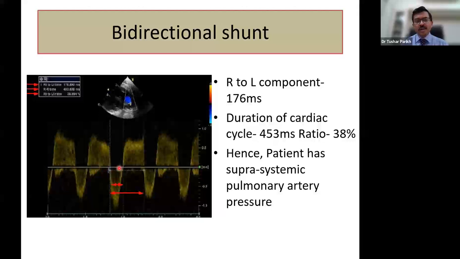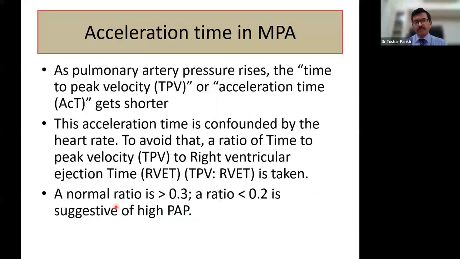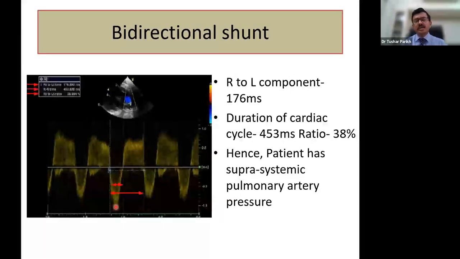So what I will do in this case is measure the velocity from baseline to this point, which is about 1.2, and then 4 into 1.2 into 1.2 is the pressure gradient across the PDA. That pressure gradient I'm going to add to my systemic blood pressure, which I'm going to measure by either invasive or non-invasive blood pressure, and then that will be your pulmonary artery peak systolic pressure or pulmonary arterial pressure. So I hope this is clear.